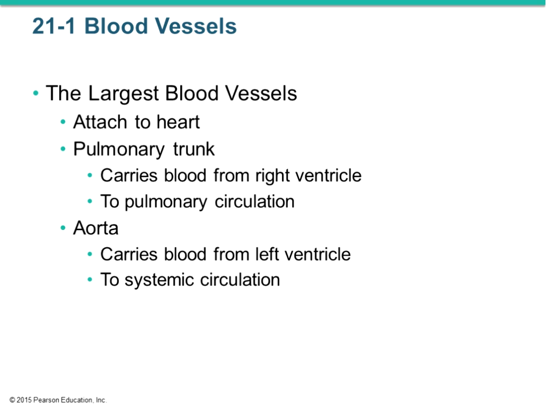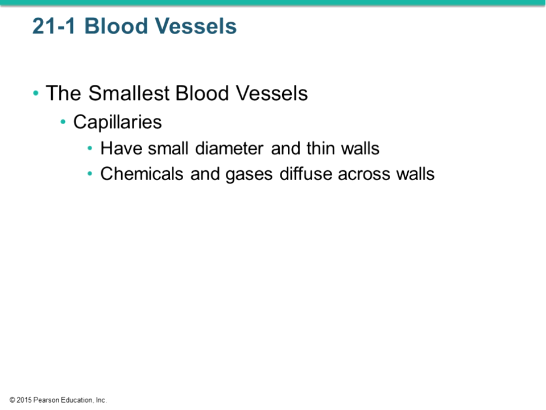So the largest blood vessels attached to the heart: the pulmonary trunk carries blood from the right ventricle in terms of the pulmonary circulation, but the aorta, which is the largest component, carries blood from the left ventricle. So if you look at the heart anatomy, you can see a pulmonary trunk coming from the right ventricle to the lungs to acquire oxygen, but even the larger aorta, which comes up from the left ventricle out to the rest of the systemic circulation. So those are the largest blood vessels.